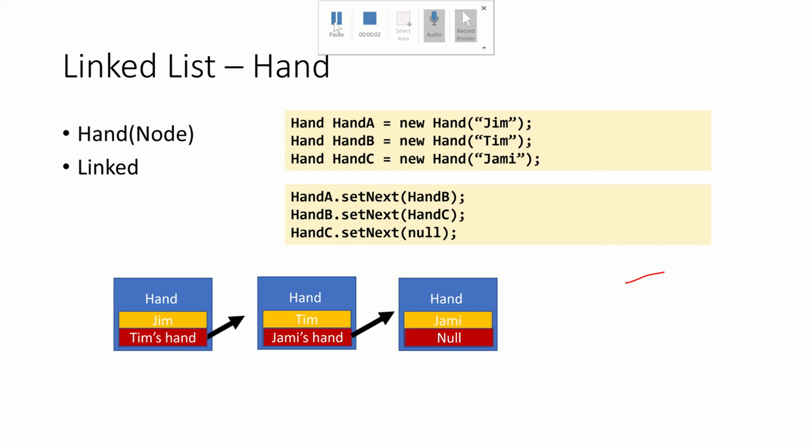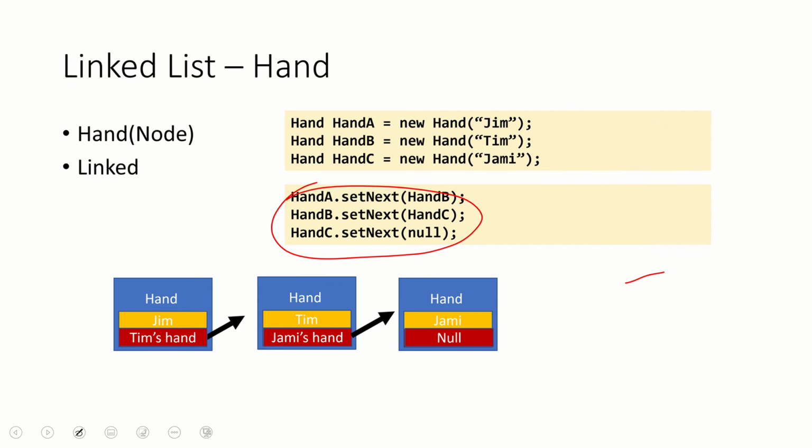Okay, so right now we can use the node or the hand to link different individuals together, right? So do you think that is done? Obviously it's not. We need to create the class called linked list. This one we just use a method to link different individuals together.